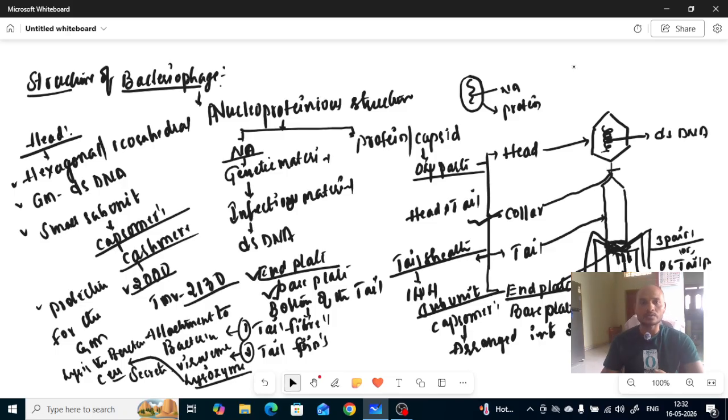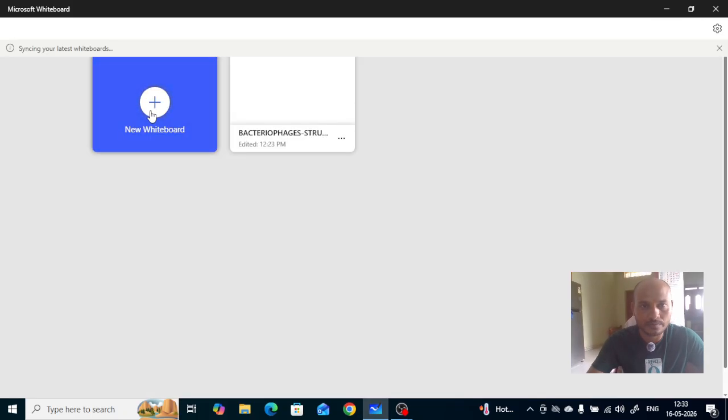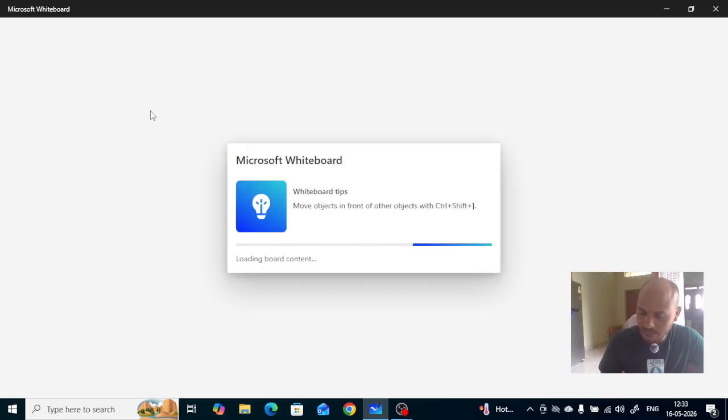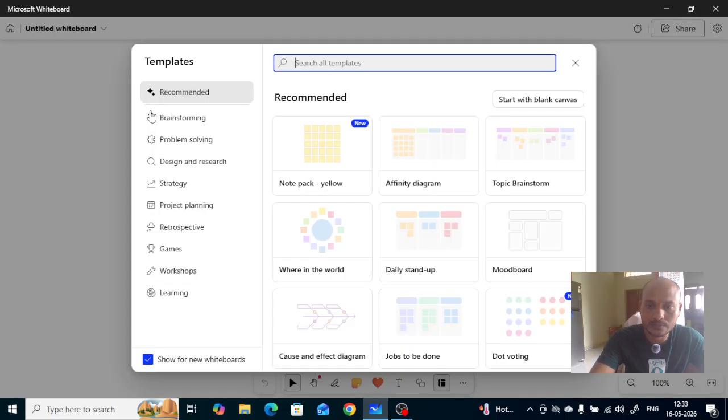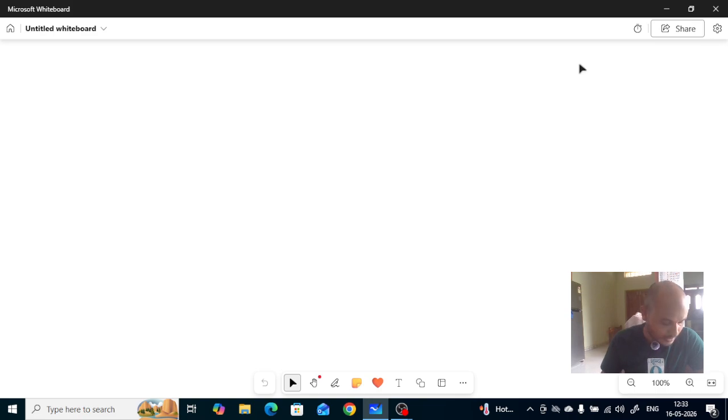So this is all about the structure of bacteriophages. Now, we have different types of bacteriophages, classified into different categories, which we will discuss. So, classification, the types of bacteriophages.